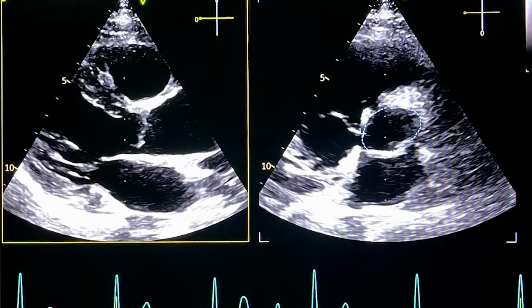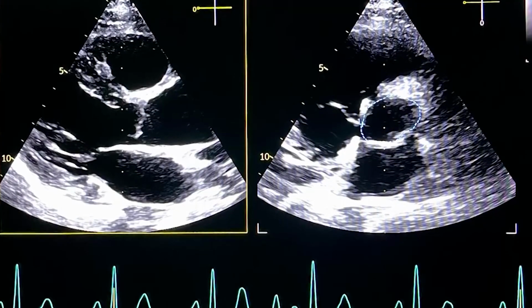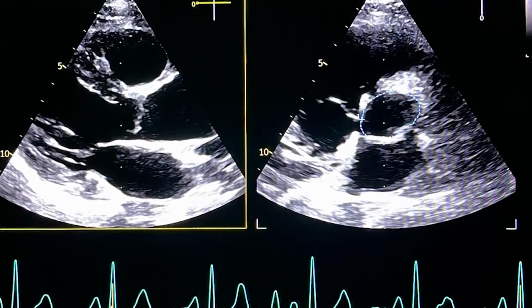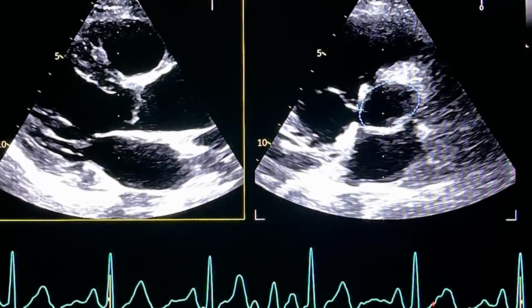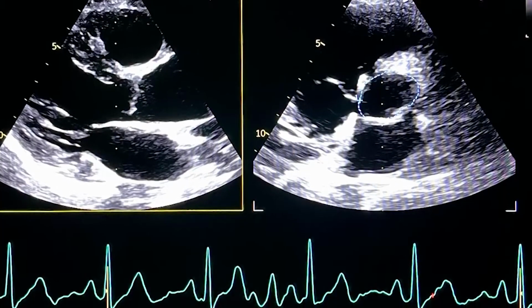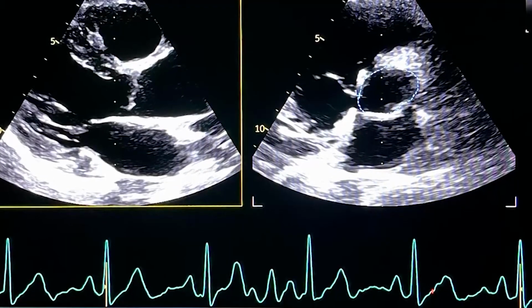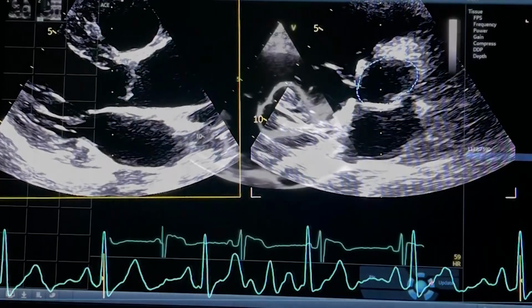So we can use the X-plane imaging to actually planimeter the LVOT area, but we have to do it very carefully so that we are doing it just at the level where we are going to place the pulsed wave Doppler sample volume to assess the stroke volume.